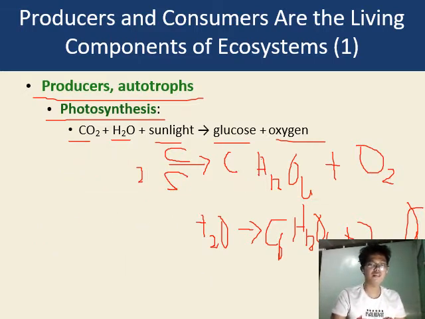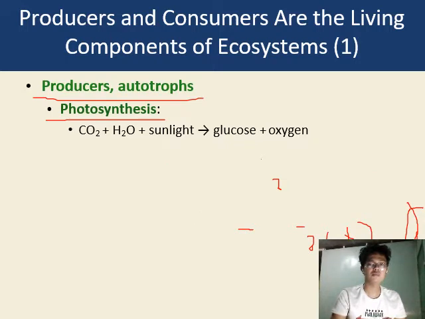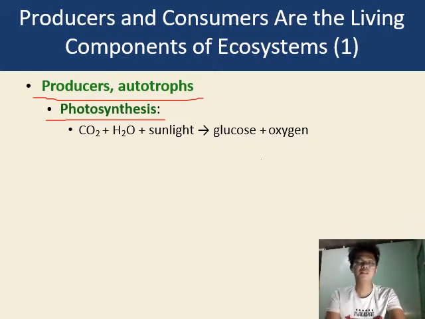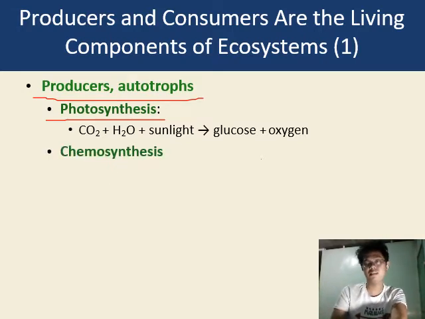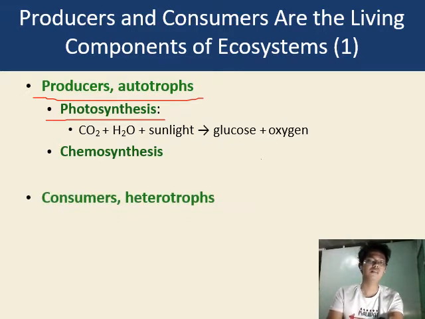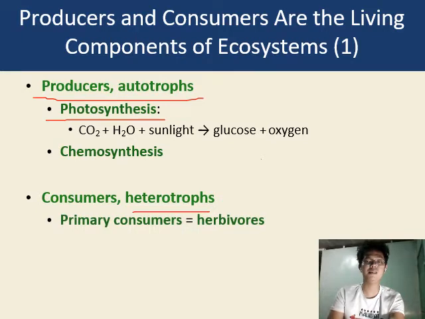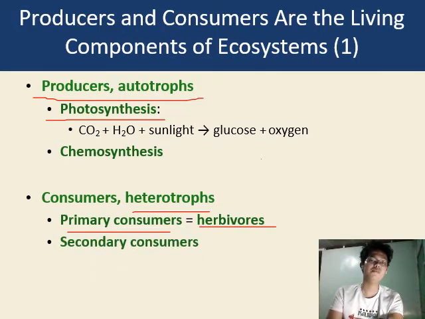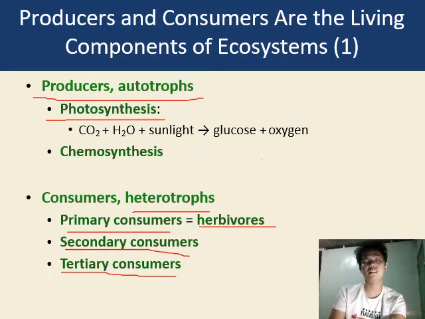So let me delete this first. Another process that generates food by converting chemicals rather than sunlight is chemosynthesis. And then next to the producers, you'll have the consumers. They are the ones we call heterotrophs. A consumer is subdivided into a primary consumer, which are the herbivores or the plant-eating organisms. And then the next type of consumer is the secondary consumer, since they are the ones who eat the primary consumers. Then we also have tertiary consumers. They are the ones who eat the secondary consumers.